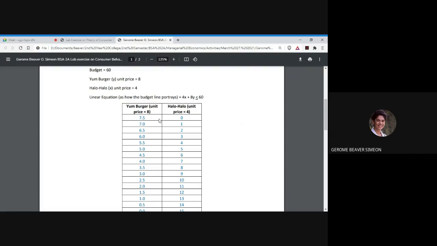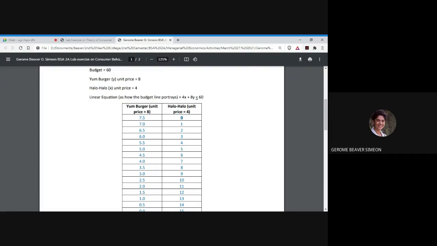So, for example, the first one is 7.5. Now, what does this mean? When we divide 60 by the unit price of Yum Burger, which is 8, we can get 7.5 Yum Burgers. Now, supposedly, you can't buy half a burger, so this is just for illustration purposes. So, 7.5, but we don't get any Halo Halo. Why? Because we used all of our money on the Yum Burger, which is seven and a half of them.